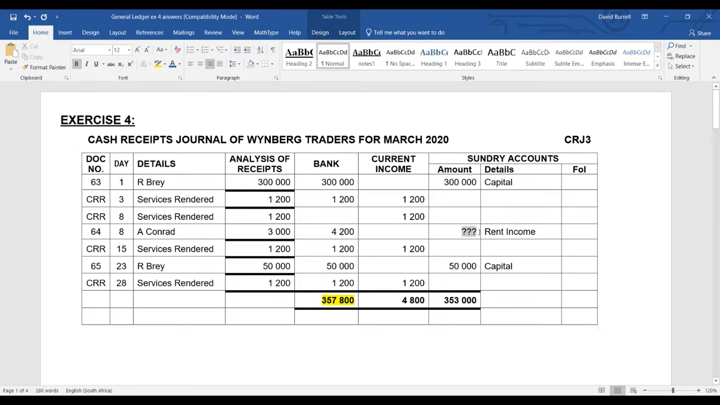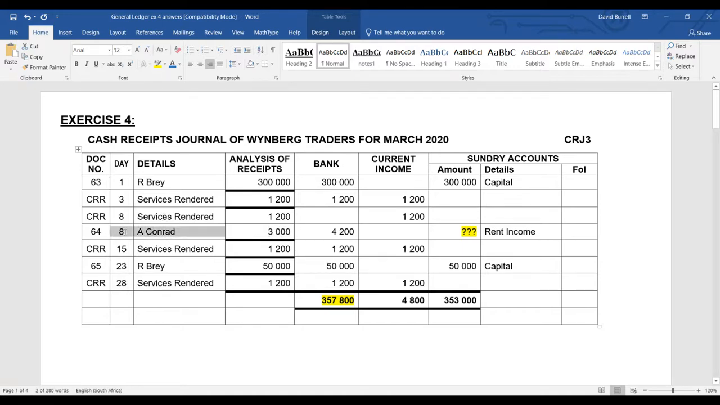We have another figure missing over there, that rent income figure. And there are two ways you can find this out. I mean, the one way is you could say, we know the total is 353,000. So just subtract the other two figures you have, the 300,000 and the 50,000, and you would get 3,000. Of course, it's much simpler to say we can actually look in our analysis of receipts column, and there's 3,000 over there. So that is the amount that we received from A. Conrad as rent on the 8th over there.